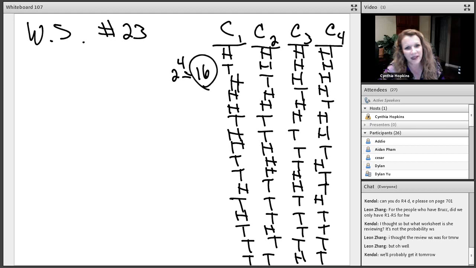There are all of them. They didn't ask for them, but I just wanted to show you that there really are 16. Okay, but it's 2 to the fourth. By the way, if there are only 3 coins, then it would be 2 to the third, and that's 8 possible outcomes. Okay, so those are my 16 of my sample space.